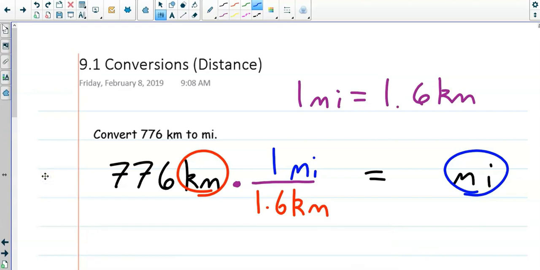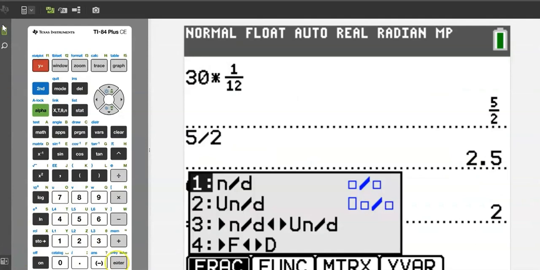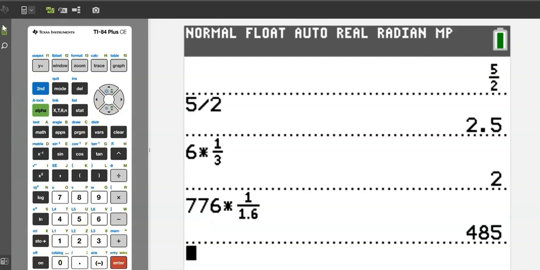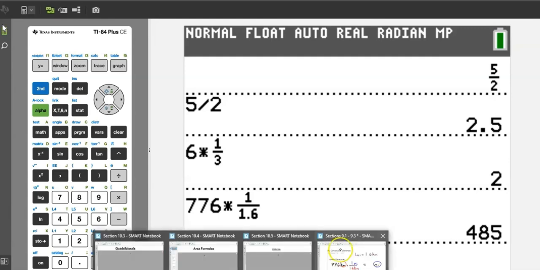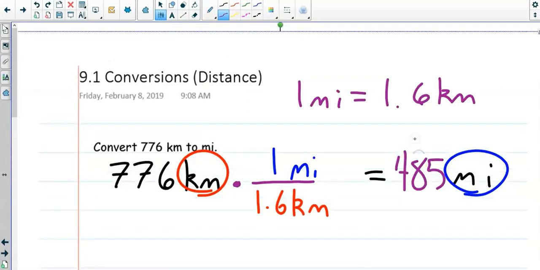Let's take 776 and multiply it by 1 over 1.6. Enter. And there it is. So it actually came out nice and neat. So in 776 kilometers, there are 485 miles. 485. And there we go.